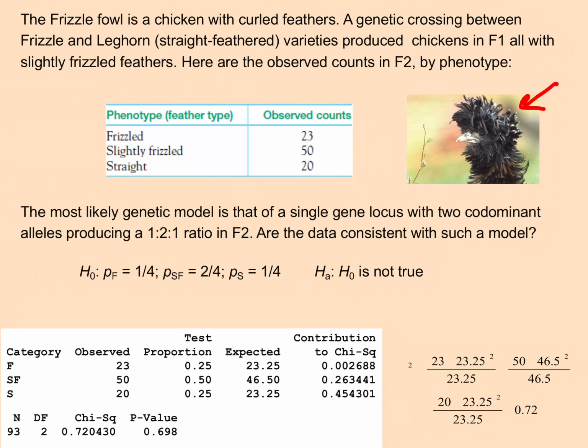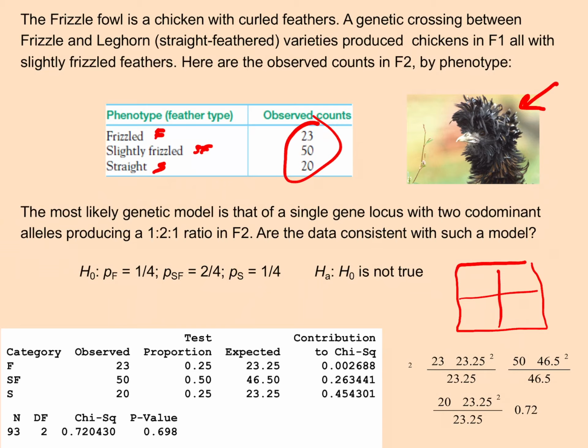So we have frizzled, which is F, slightly frizzled, which is SF, and straight, which is S, okay? And here are the observed counts of each of those. The most likely genetic model is that of a single gene locus with two codominant alleles, producing a 1:2:1 ratio like I showed you before. So the idea here is that you have your Punnett square, and the F1 parents are all going to be codominant for S and F. So these are the alleles in their gametes, okay?